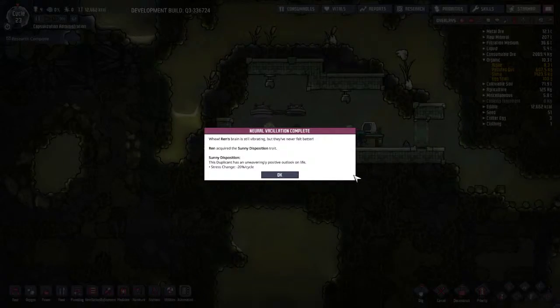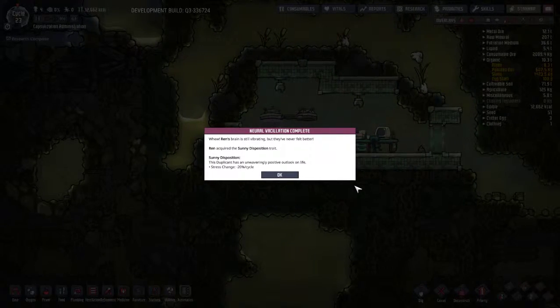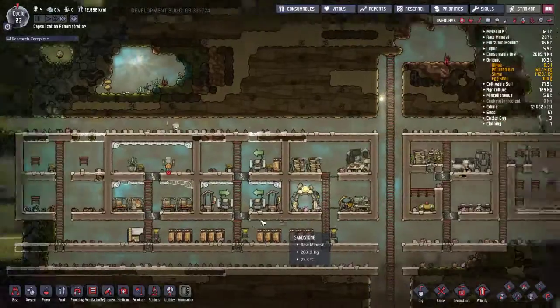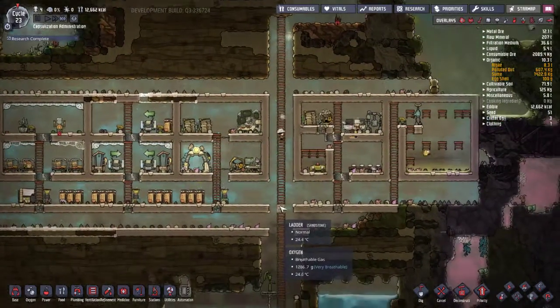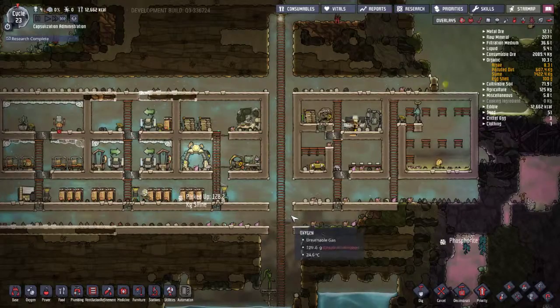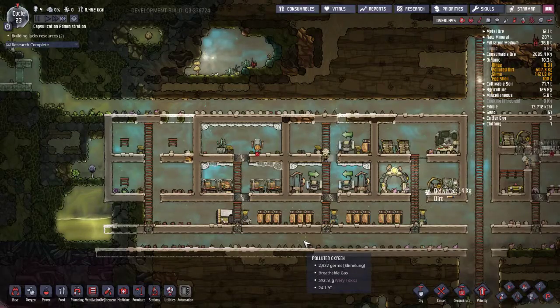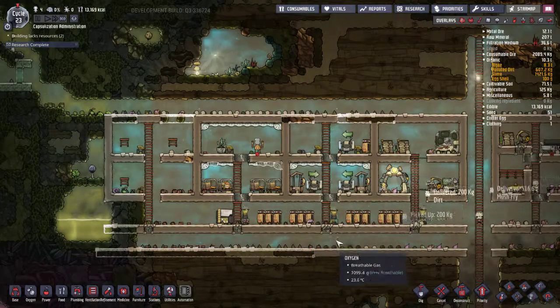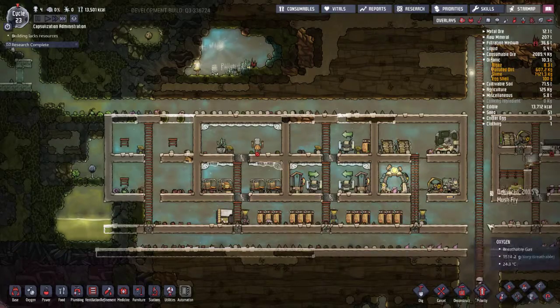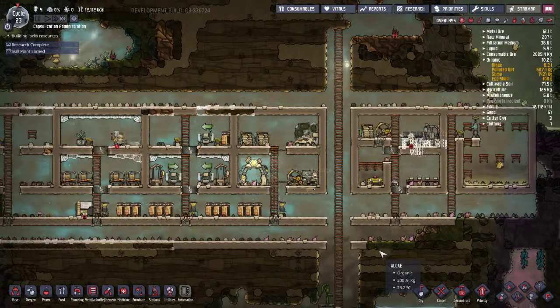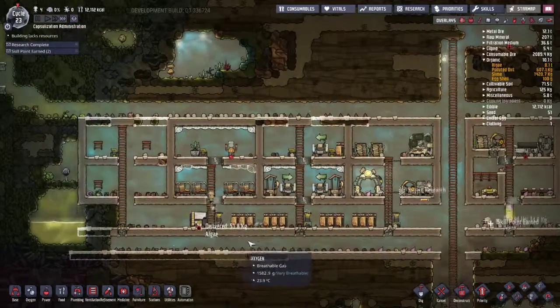Sunny disposition. Minus 20% stress per cycle. They basically can't get stressed anymore. They got sunny disposition, which is minus 20% stress per cycle, with an unwavering positive outlook. That is an impressive amount of stress reduction.